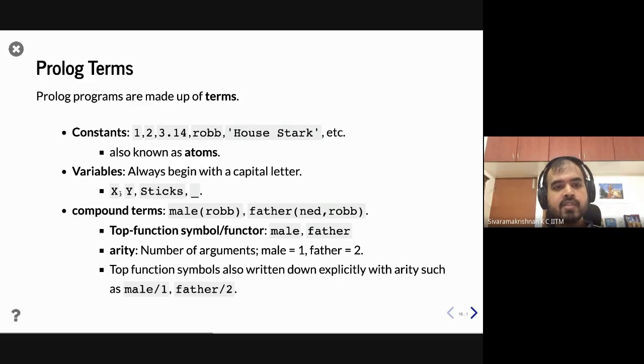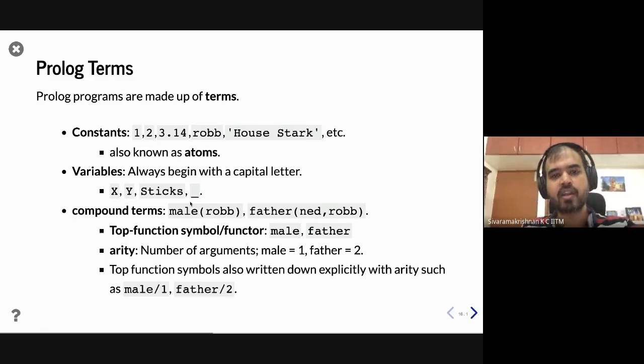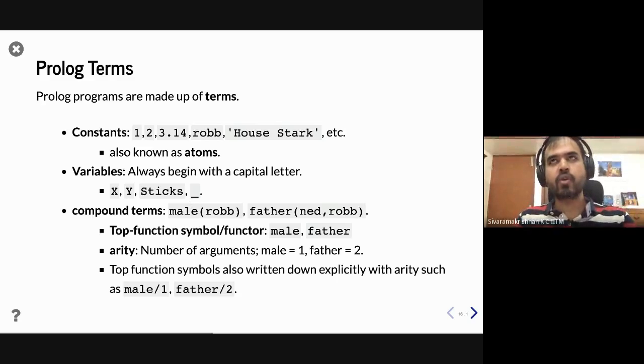And then we have variables. We saw one variable earlier called X. Every variable in Prolog starts with a capital letter, so X, Y, Sticks are all variables. And we also have a special don't-care variable called underscore. The idea here is very similar to what we've seen in OCaml. I don't care about naming this variable, so let it be underscore.